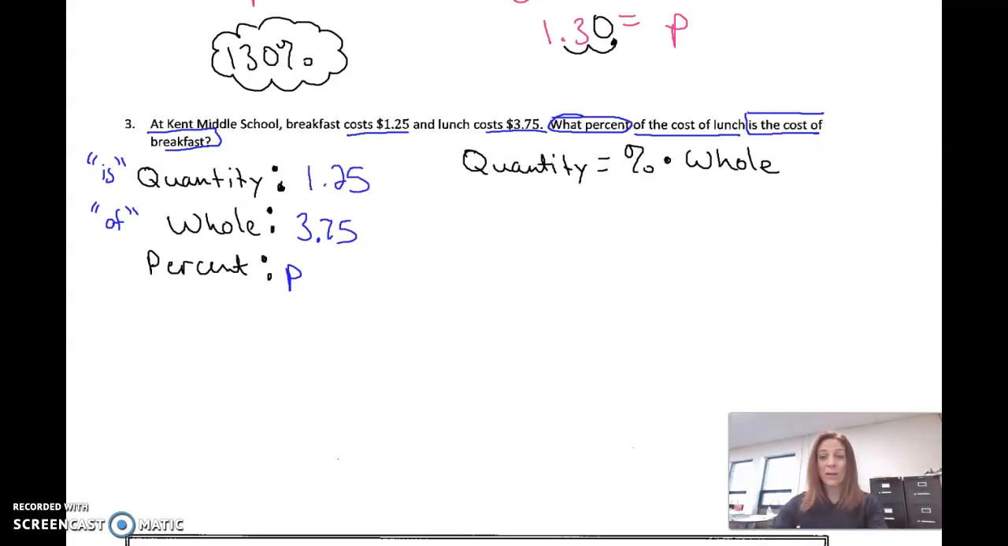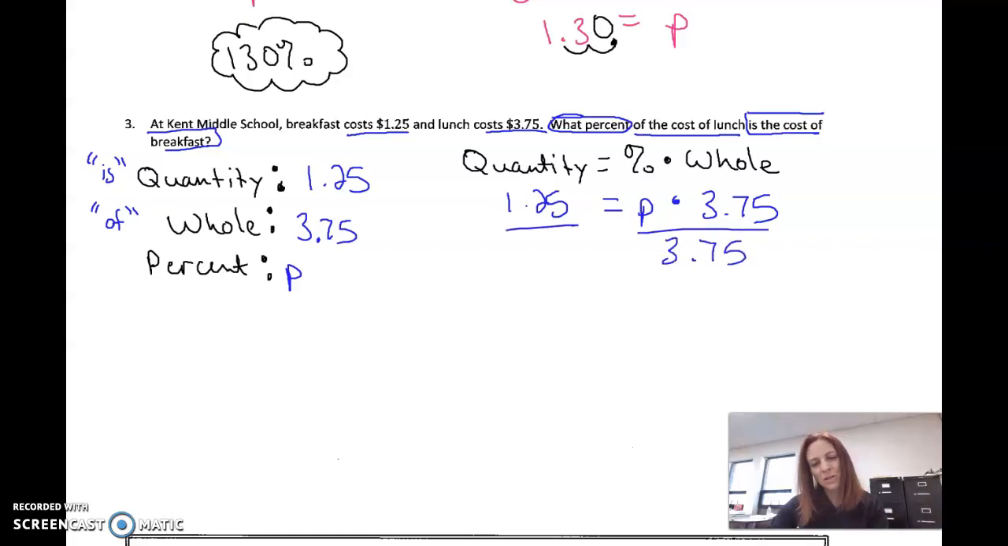And once you get to this point, write it all in. Quantity, $1.25 equals percent. We don't know. Times our whole, $3.75. Oh, look at that, we're solving for percent. We got to get rid of 3.75. It's times 3.75, so we're going to divide. Whatever I do to one side, do to the other. Once it's set up, solving's the exact same thing every time. This ends up being 0.3333, right? Repeating. So what percent?